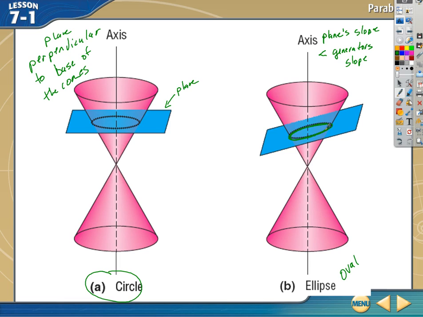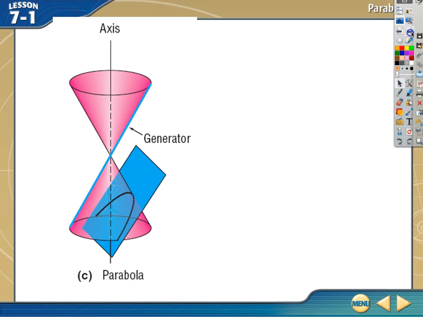But mister, what happens when the plane is parallel to the generator? I'm glad you asked. Well, when the plane is parallel to the generator, I get a parabola. And you should know what parabolas are. So I have here my plane. Plane's slope is equal to the generator slope. I get a parabola. And those you're familiar with, and that's what we're going to talk about more later.